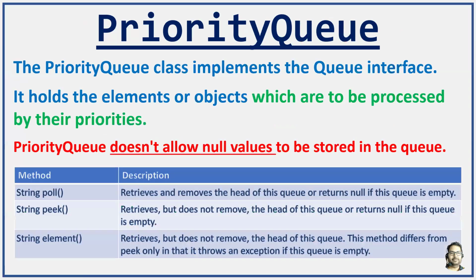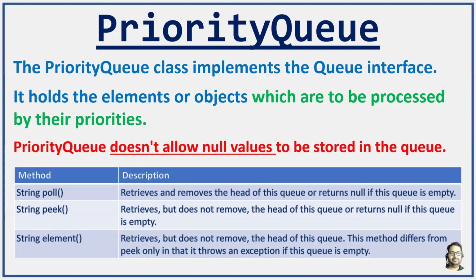Now, first we are going to learn about the priority queue. The PriorityQueue class implements the queue interface. It holds the elements or objects which are to be processed by their priorities. PriorityQueue does not allow null values to be stored in the queue. It does not allow null values. It is a very important thing. And now it has some methods.